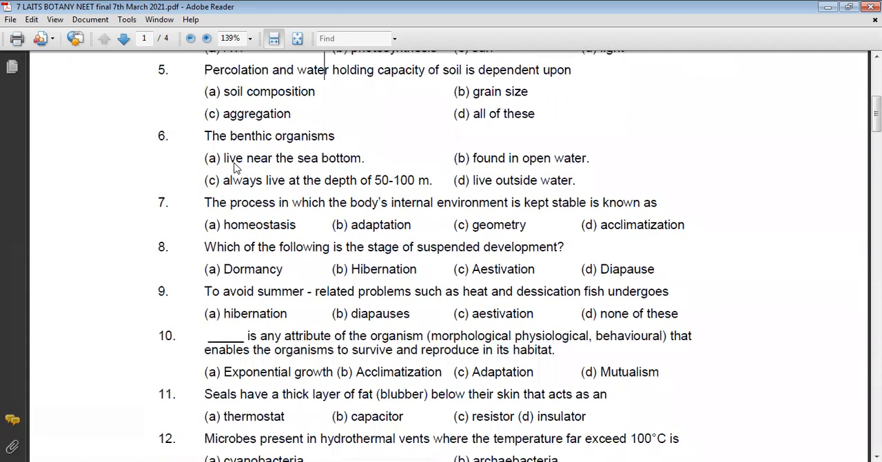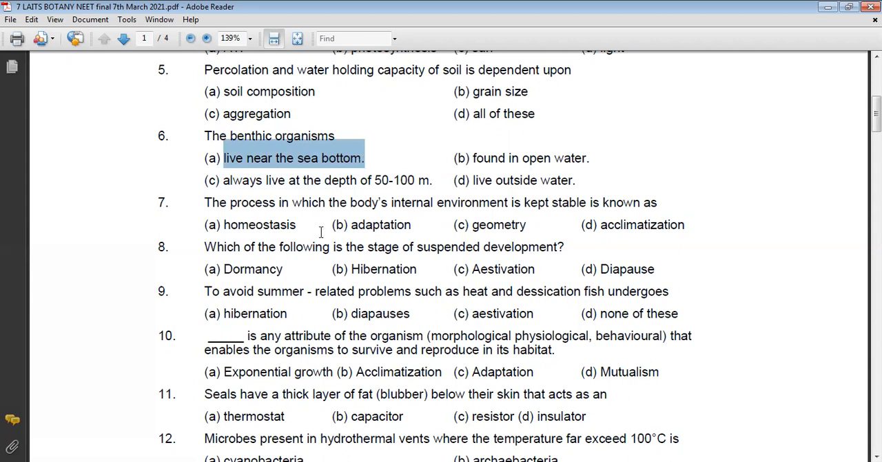Next point, question number 6. The benthic organisms. What does it mean? Organisms that live near the sea bottom. When organisms live near the sea bottom, these are known as benthic organisms.